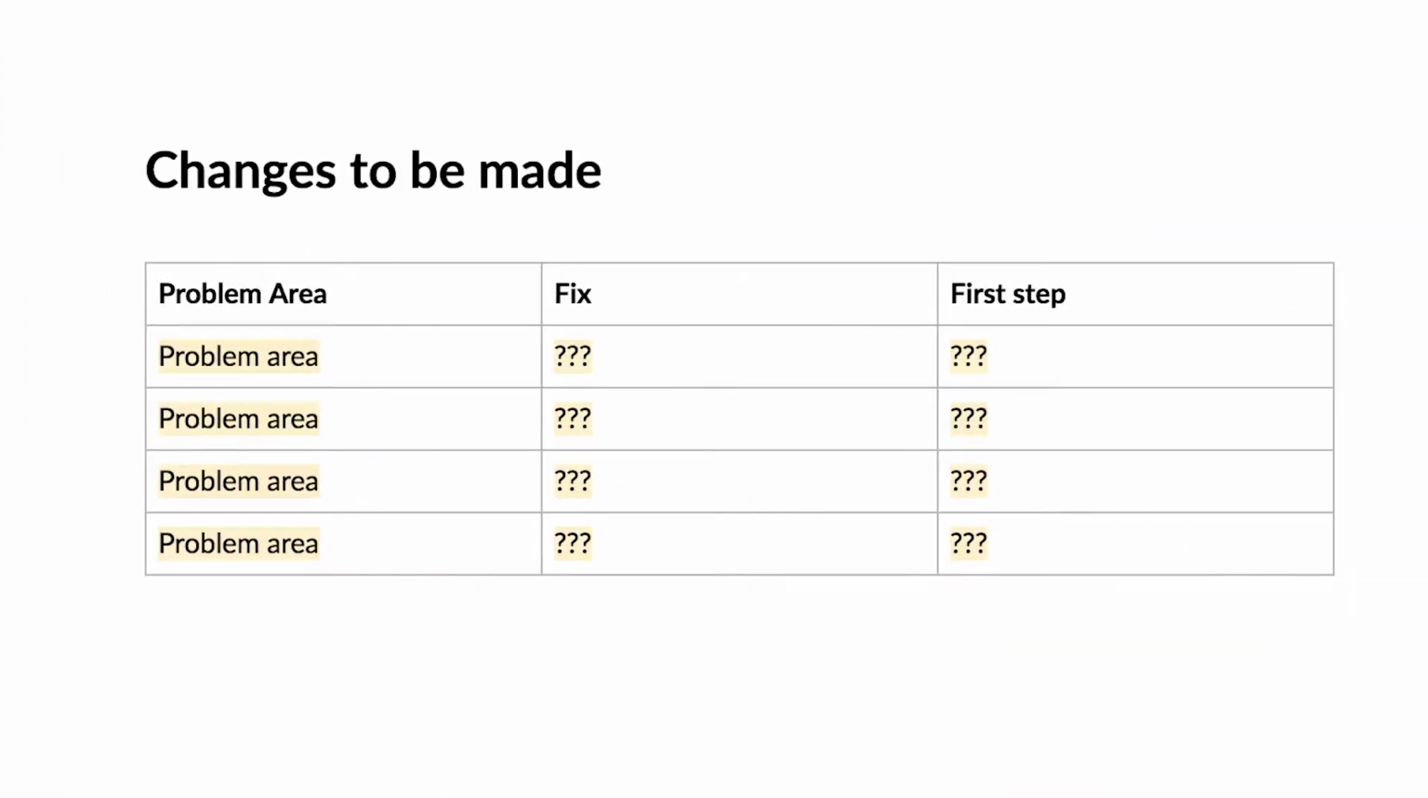We'll take this list of problem areas and turn them into things that we can fix. Now in our template, we've got a spot for the problem area, the fix or solution that might fix the problem, and also the first step that you can take to get action on this.